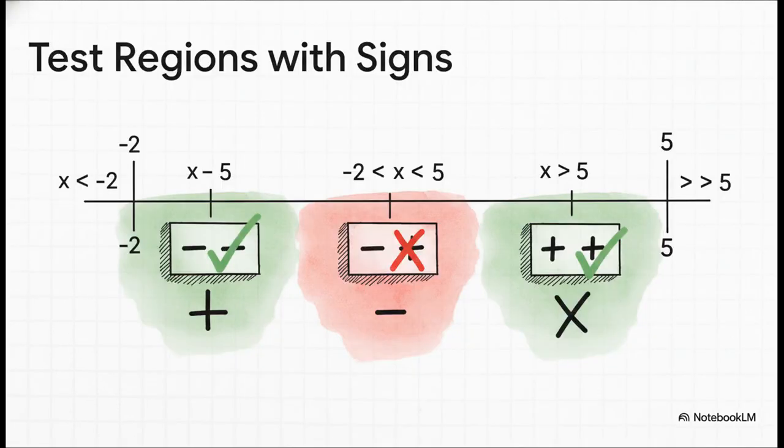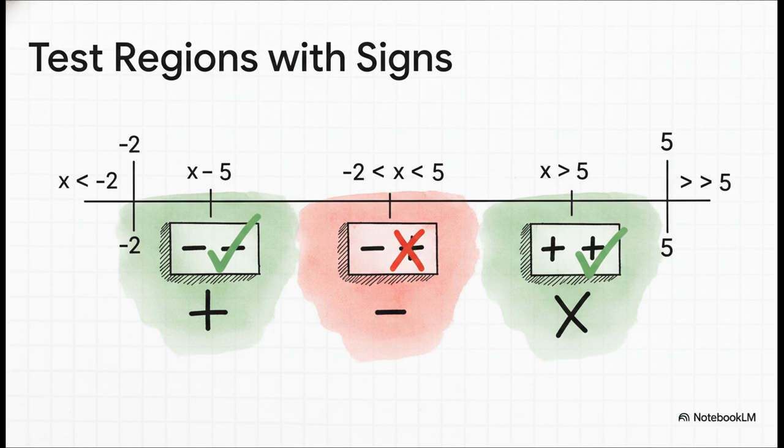Now here's a fantastic little shortcut. Since we have it in factored form, we don't even have to calculate the exact numbers. We just need to check the signs. So let's test a point on the left, like x equals negative 3. The first factor, negative 3 minus 5, is negative. The second factor, negative 3 plus 2, is also negative. And what's a negative times a negative? It's a positive. We want it greater than 0, so yes, that region works.